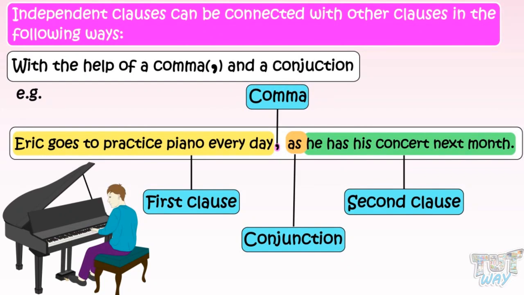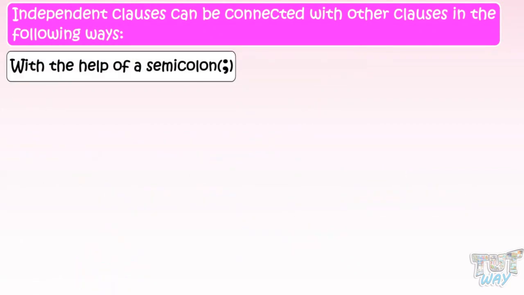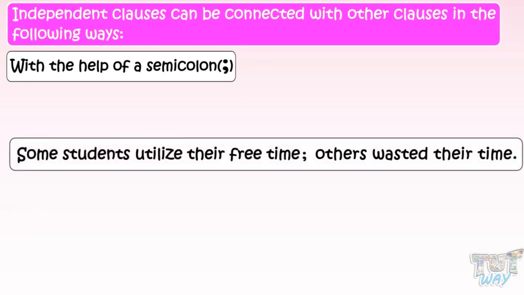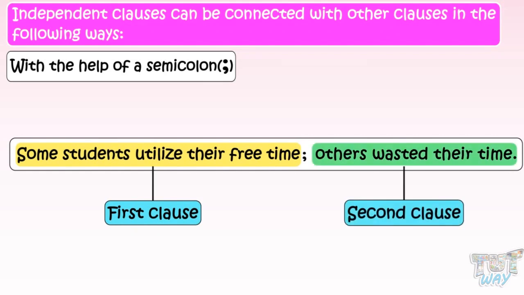The two independent clauses can also be connected with the help of a semicolon, if they are not already joined with the coordinating conjunction. Consider this example. Some students utilized their free time. Others wasted their time. Here, the first independent clause, some students utilized their free time, is connected to the second independent clause, others wasted their time, by using a semicolon only.